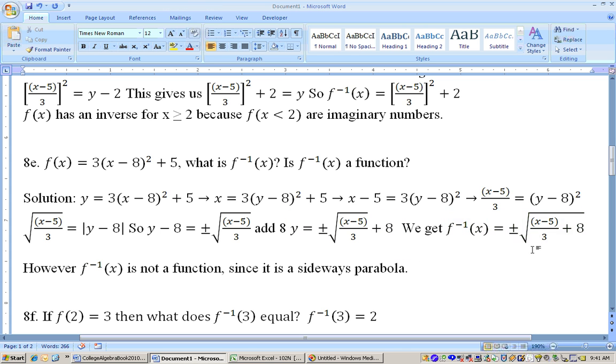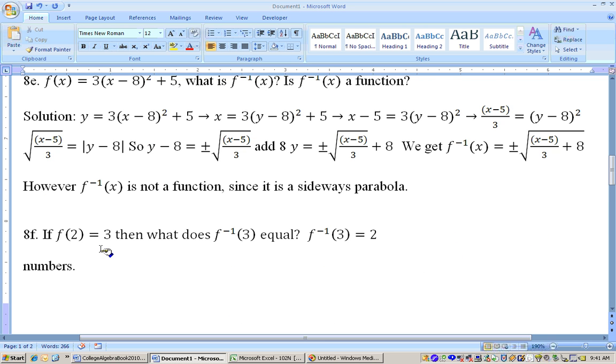Okay, but this is not a function, because anytime you have plus or minus the square root, you have a sideways parabola. And a sideways parabola is not a function because a vertical line goes through that graph in more than one point. So this is the inverse, but it's really not an inverse function. So it's an inverse relation, you could say.